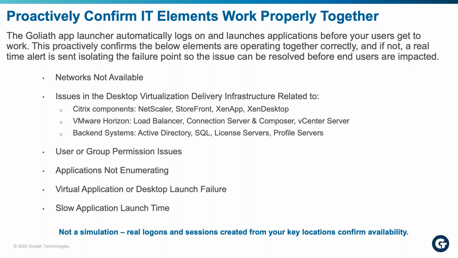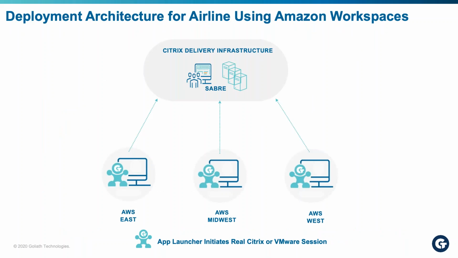So going back to the story, this is actually how the technology was deployed for this top airline. And you can see they have their central Goliath console, and that's actually deployed in AWS. And then they have multiple different virtual machines in different regions within AWS that act as their application launch locations.